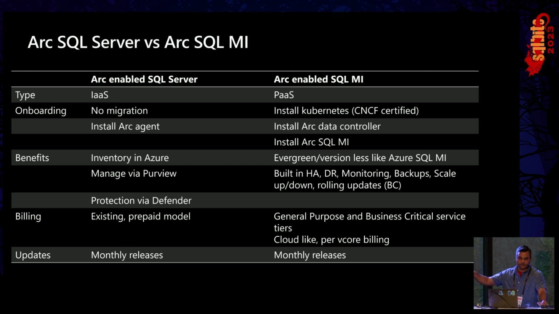And this is a very broad overview, right? First off, Arc SQL Server is more of an IaaS type of workload, and Arc SQL MI is more of a managed instance type of workload, right? What this means is that today you continue to own, manage, and take care of your SQL servers if it is Arc-enabled SQL Server. In the managed instance, similar to Azure SQL MI, you get managed benefits.